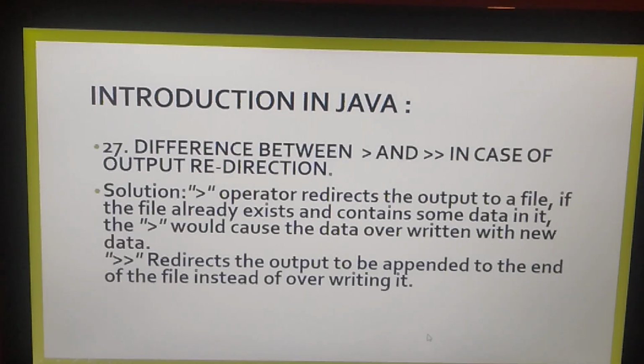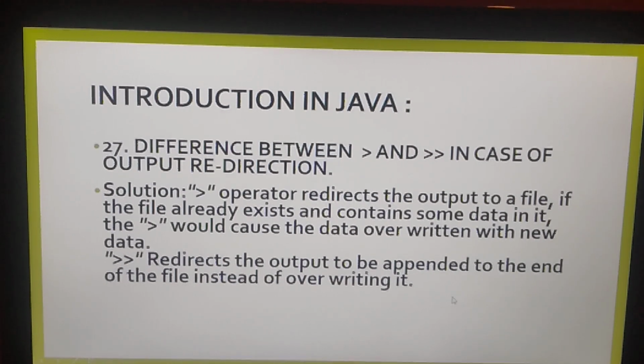Question 27: difference between greater than and double greater than in case of output redirection. The greater than operator redirects the output to a file; if the file already exists and contains some data, the data is overwritten with new data. Double greater than redirects the output to be appended to the end of the file instead of overwriting it.